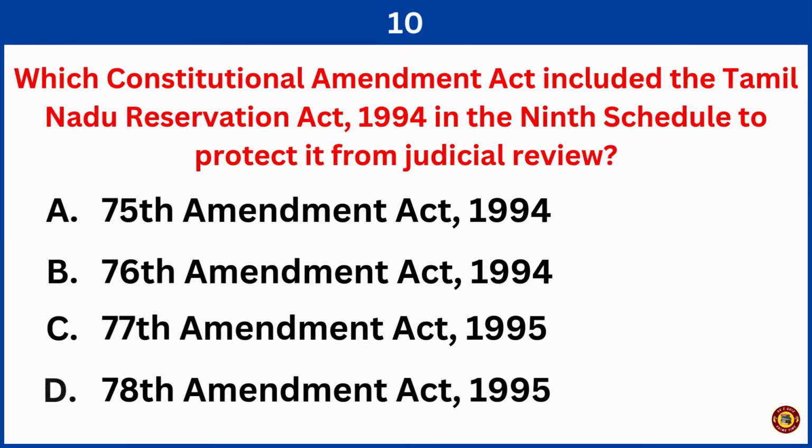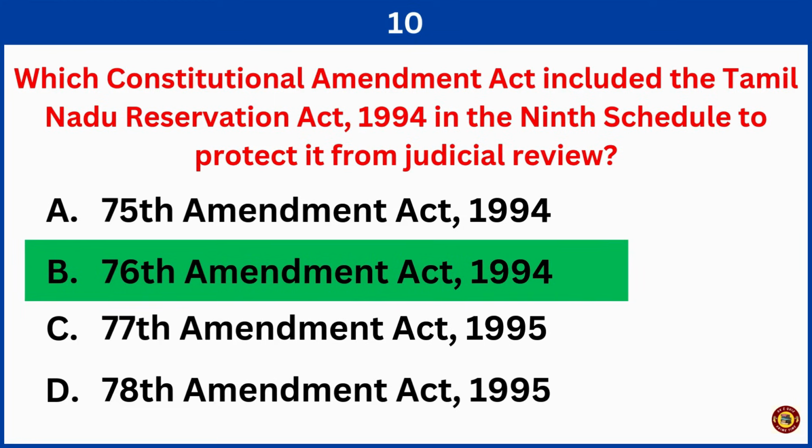Which Constitutional Amendment Act included the Tamil Nadu Reservation Act 1994 in the ninth schedule to protect it from judicial review? Right answer is option B, 76th Amendment Act 1994.